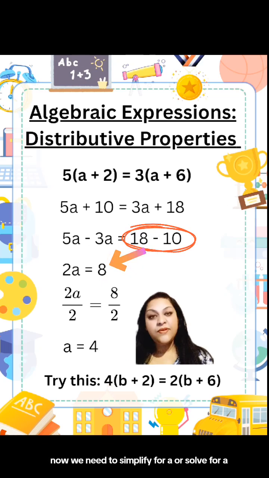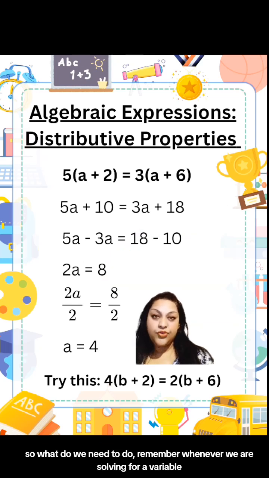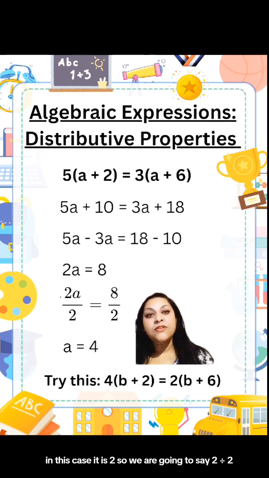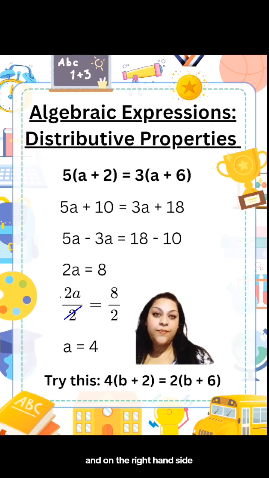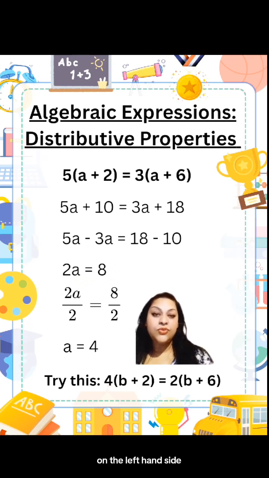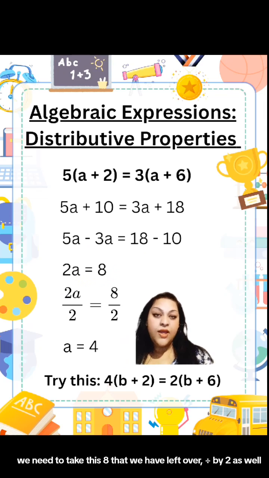Now we need to simplify for a, or solve for a. So what do we need to do? Remember, whenever we are solving for a variable, we are going to divide by the number that is in front of it. In this case, it is 2. So we are going to say 2a divided by 2. And on the right hand side, whatever we do on one side, we do on the other side. Because we've divided by 2 on the left hand side, we need to take this 8 that we have left over and divide by 2 as well.